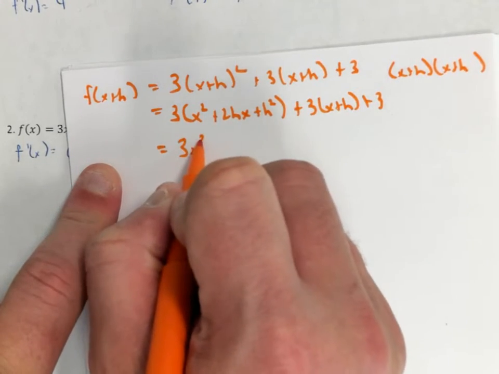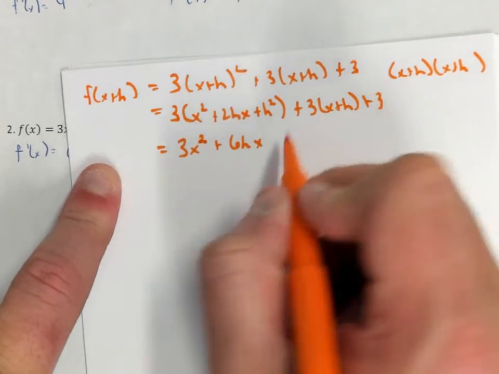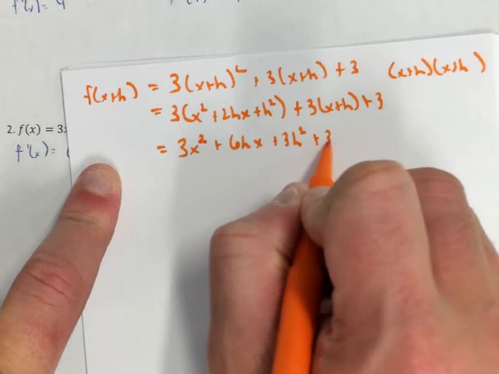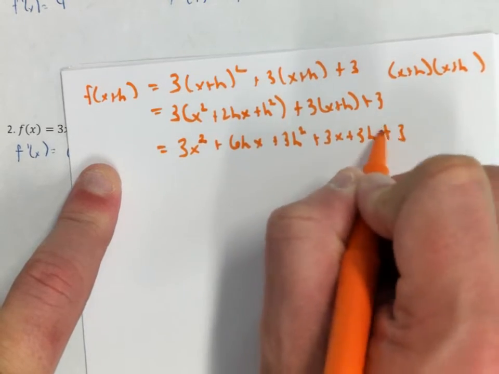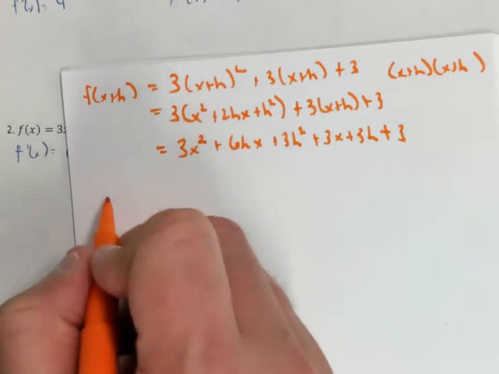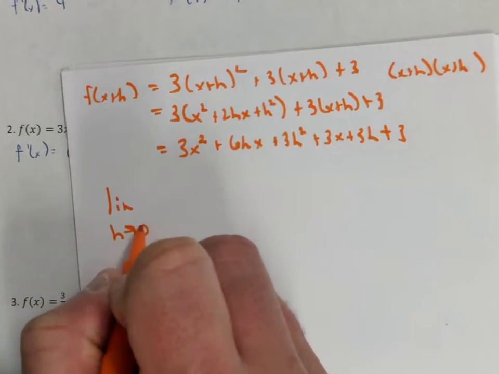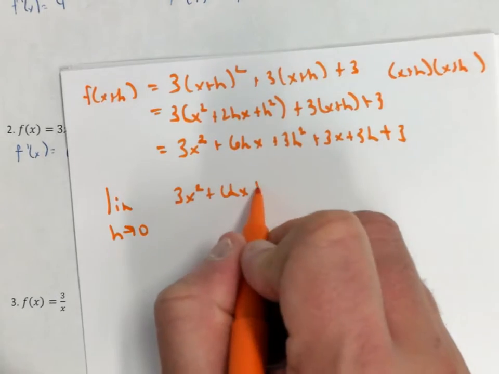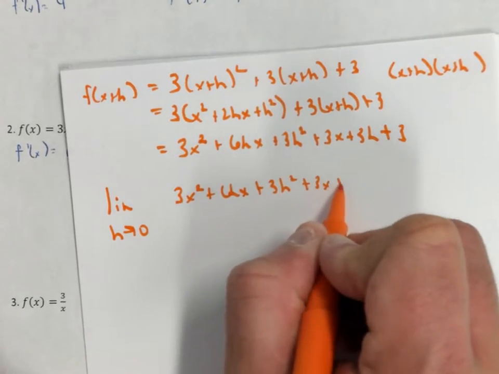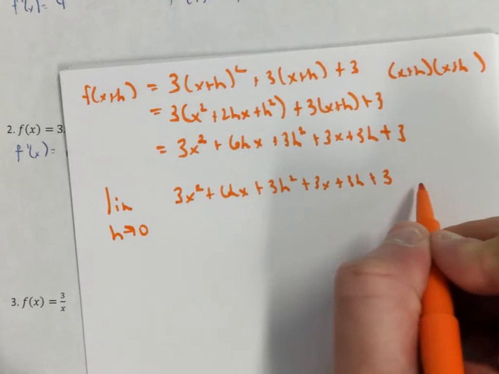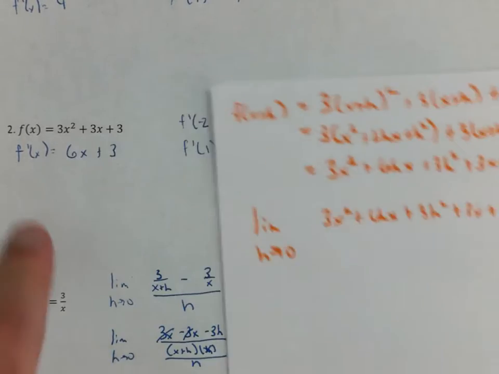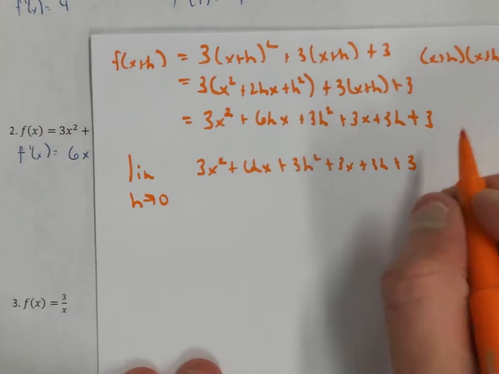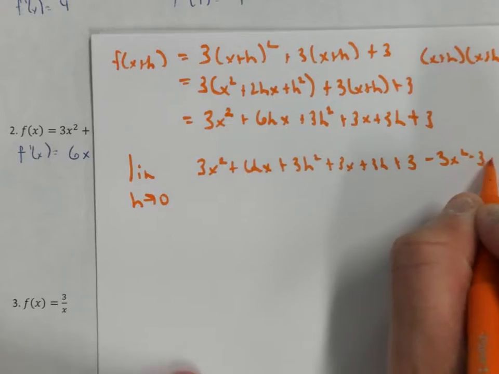That gives you 3x squared plus 6hx plus 3h squared. Distribute the 3 here. 3x plus 3h plus 3. So now, the formula. The limit as h approaches 0 of this whole thing minus the f of x. Well, if you take x and plug it in, won't it be the same problem? What does that minus do to everything? So I'm just going to change all the signs so I don't have to do that step again.